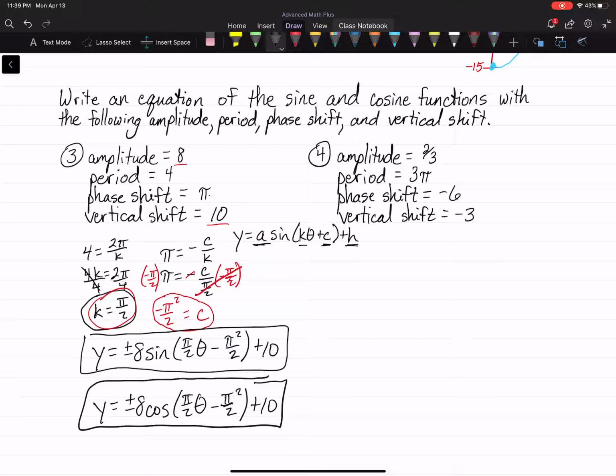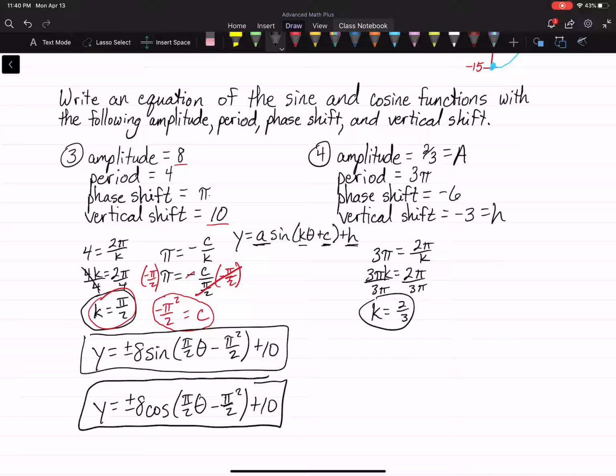All right, last one we're going to do here. Number 4, again, we know A is 2/3. We know H is negative 3. It's finding the K and the C that's our problem. So, period. 3 pi will be 2 pi over K. So, I'll cross multiply those. 3 pi times K equals 2 pi. Divide by 3 pi. K is 2/3.